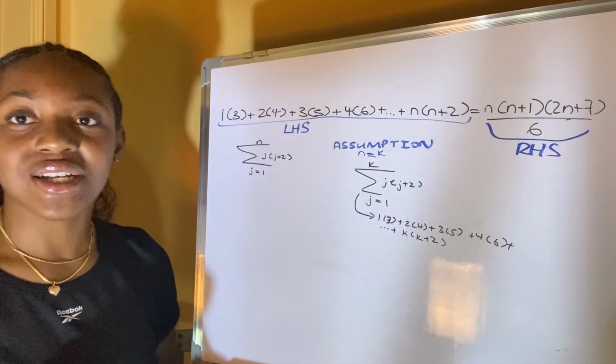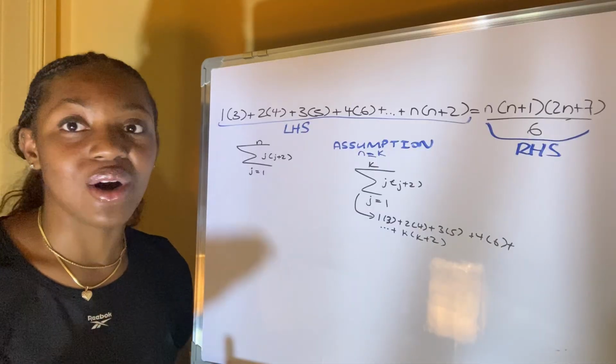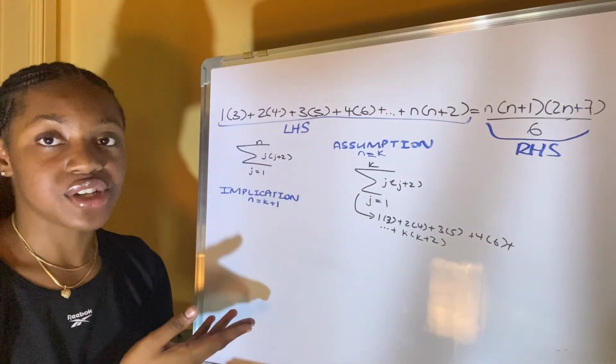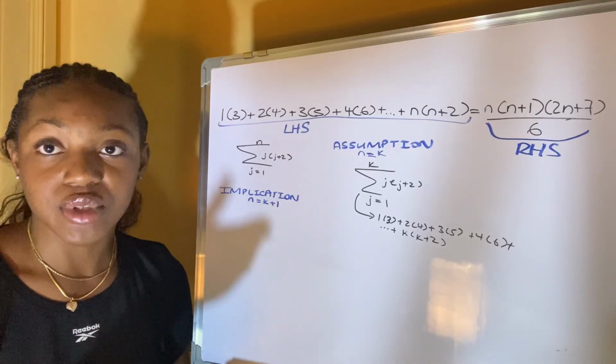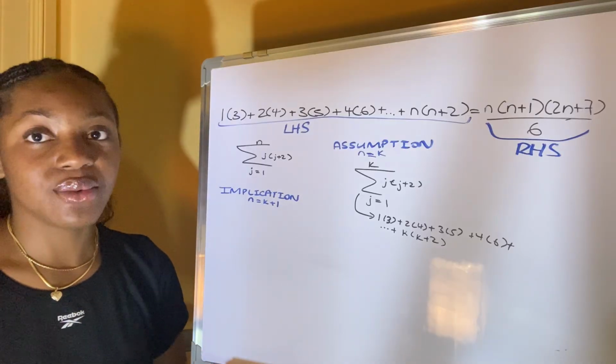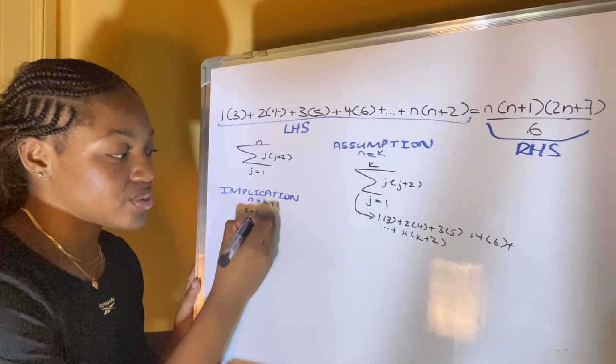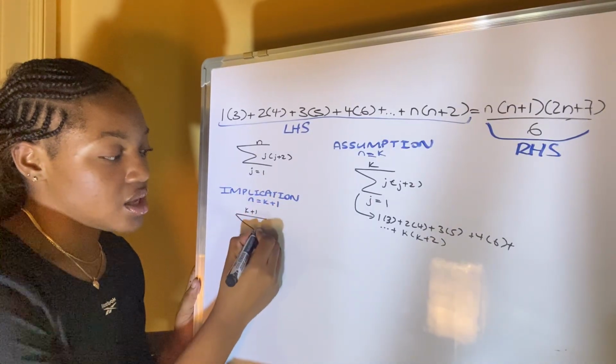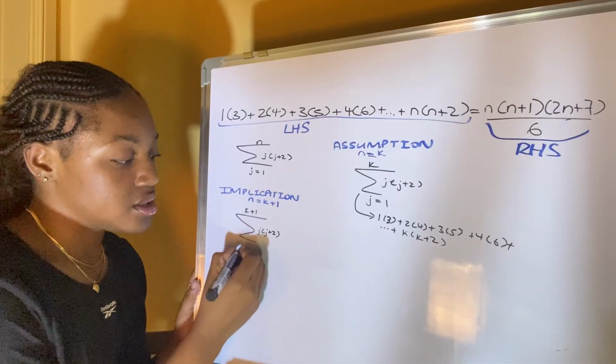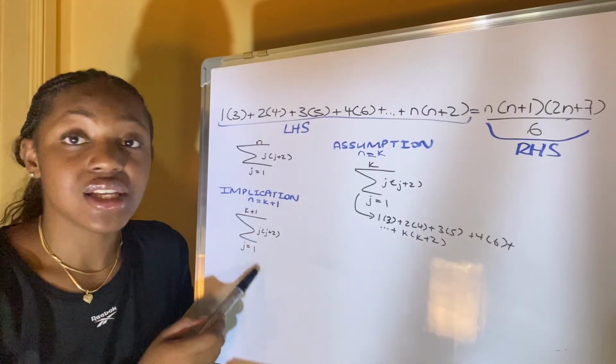So now let's look at our implication case, now that we know our assumption. Okay, so implication case, this is where n is equal to k plus 1. So wherever we say n, we're going to put k plus 1. So let's do that first. So we have k plus 1 as our upper limit, have the formula, have the lower limit. So now we want to know what is this equal to.